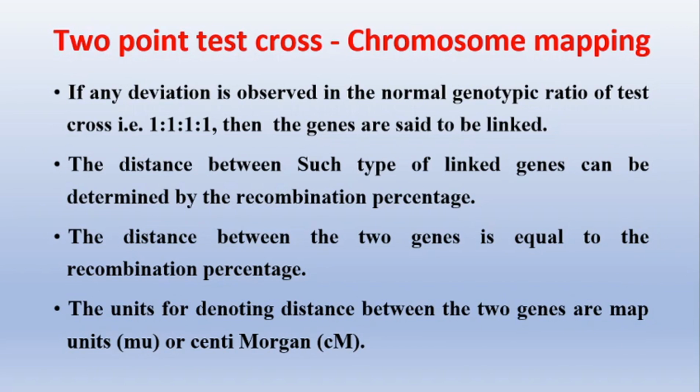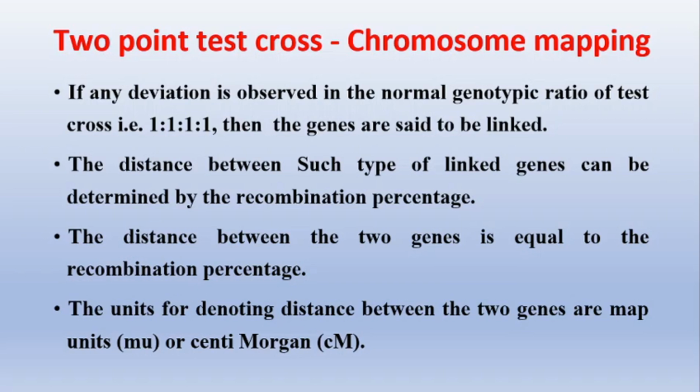Coming to the actual point, that is 2-point test cross used in the chromosome mapping. If any deviation is observed in the normal genotypic ratio as said in the previous slide, that is 1:1:1:1, then the genes are said to be linked. If the genes are linked, then only we can calculate the distance.